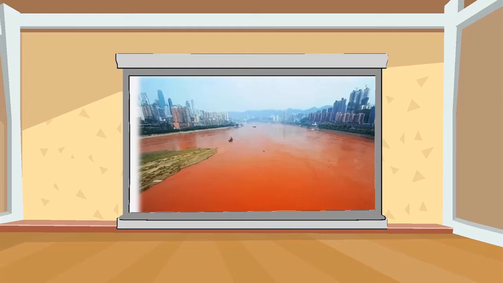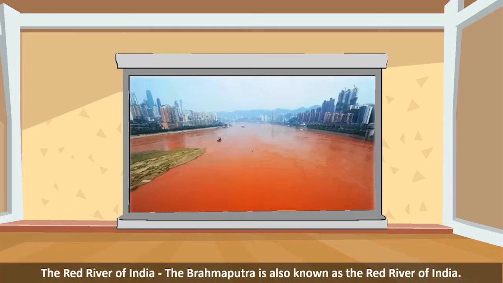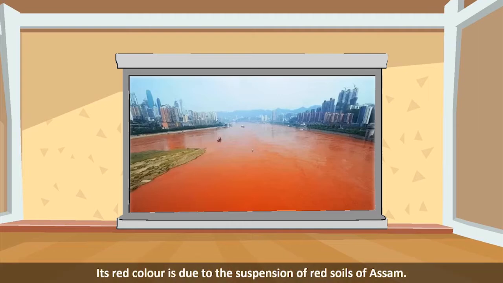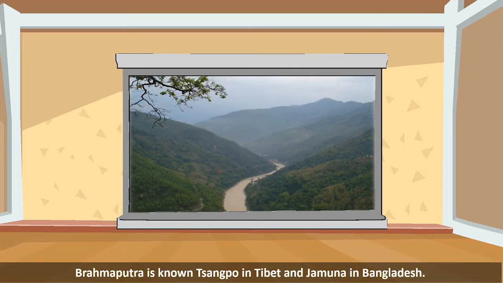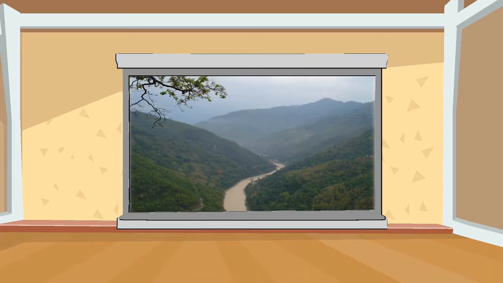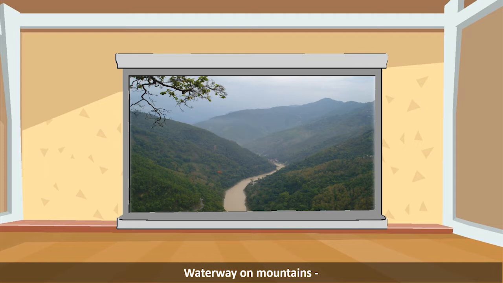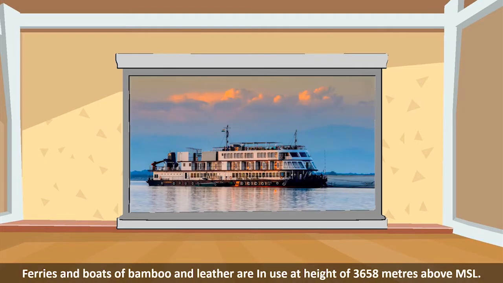This slide contains some additional information that is going to add to your general knowledge. Did you know the river Brahmaputra is also known as the Red River of India? The red soil of Assam that it brings along while flowing gives it the characteristic red color.